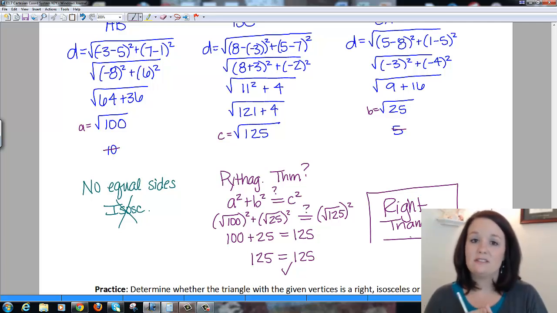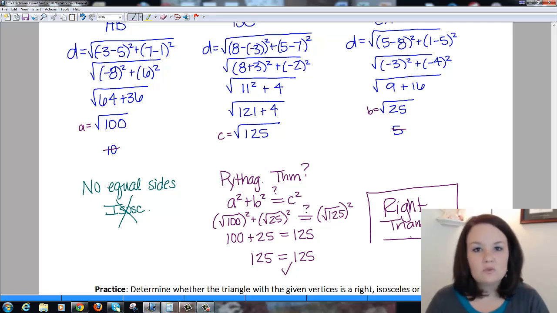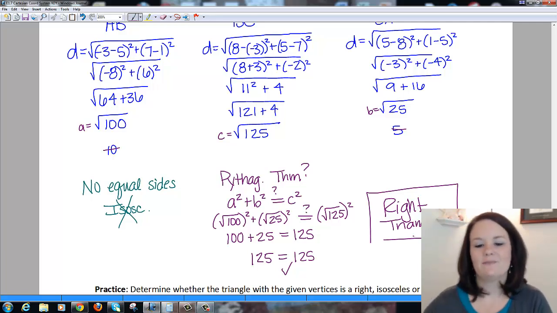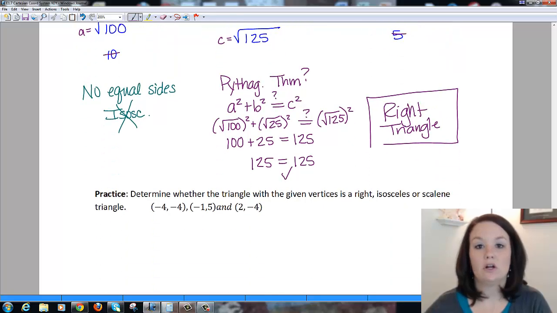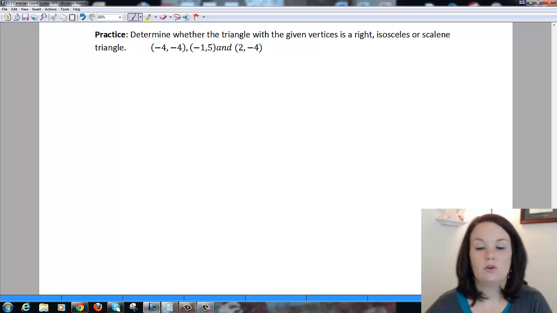Find all the lengths. If there's two that are the same, it's isosceles. If there's not two that are the same, you check the Pythagorean theorem. If it works, it's right. If neither of those work, then it's scaling. Okay, so there's one at the bottom of the page for y'all to try. I'll give you a few minutes and then I'll go over it.